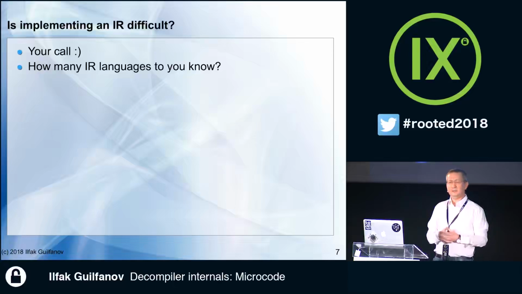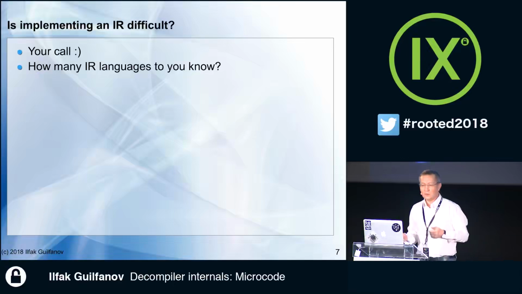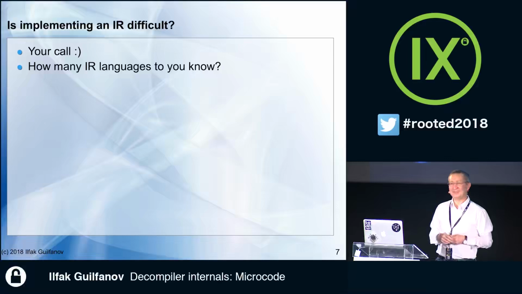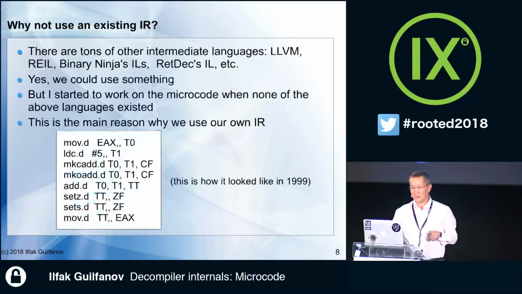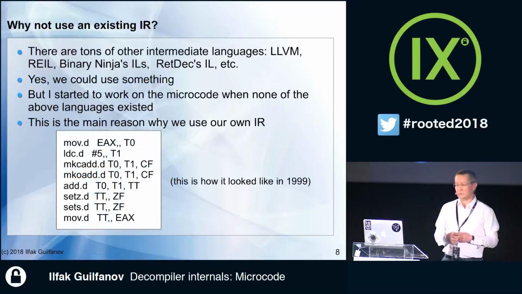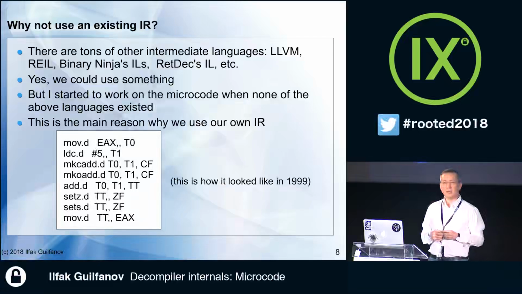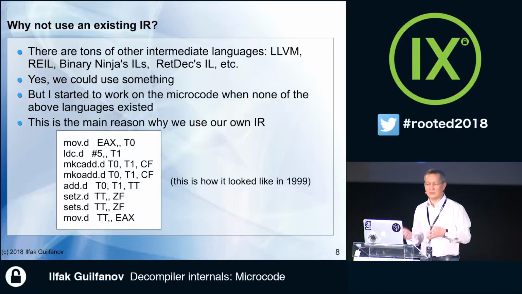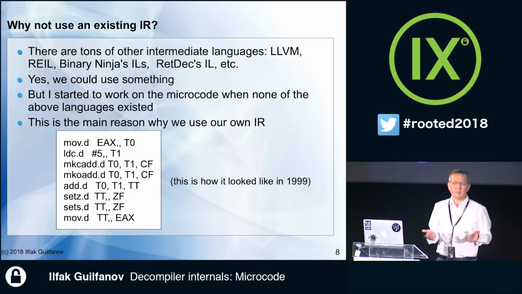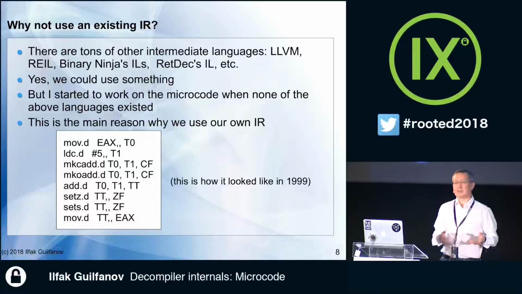Is it difficult to implement an intermediate representation or intermediate language? Well, not that difficult, in fact, because if you think about it, there are many other intermediate languages already present on the market. For example, LLVM has its own intermediate language. There was RAIL, Binary Ninja has its own, and so on and so on. So we could use something existing. In fact, yes, that's right.